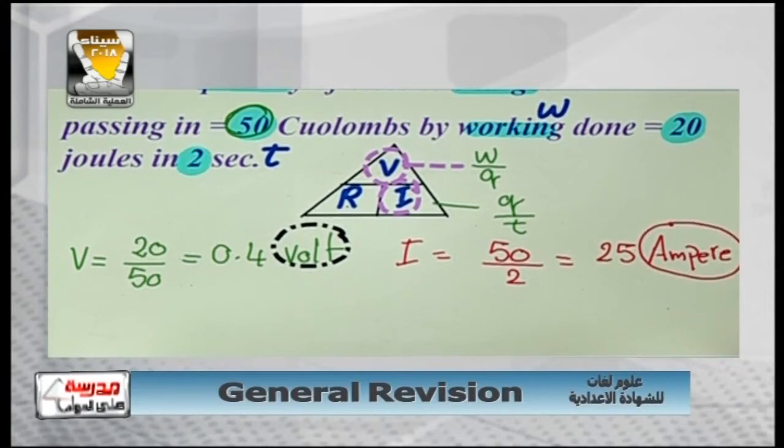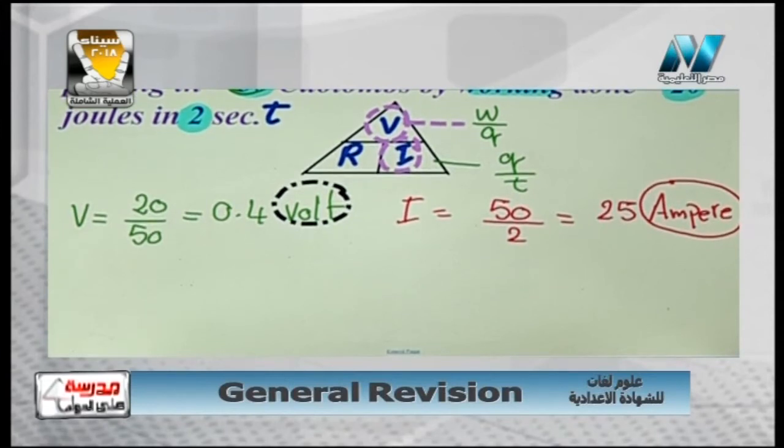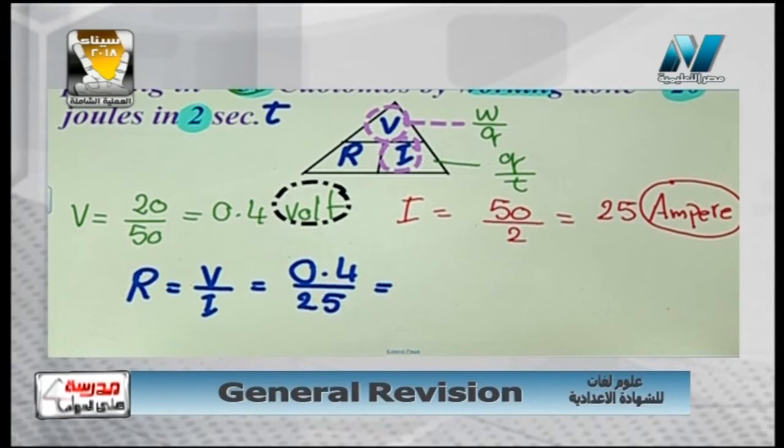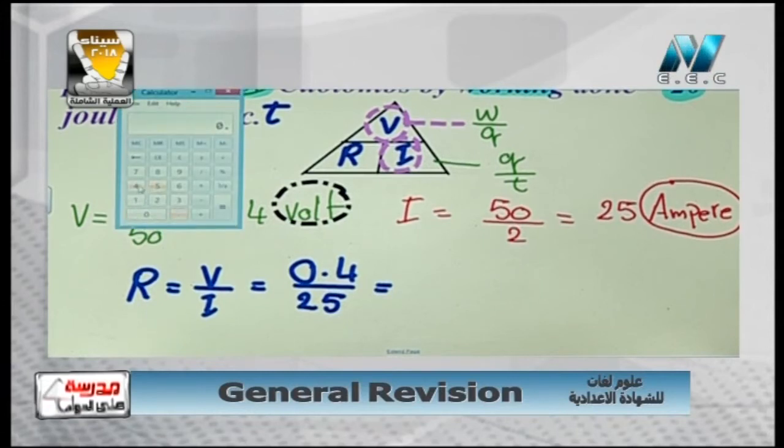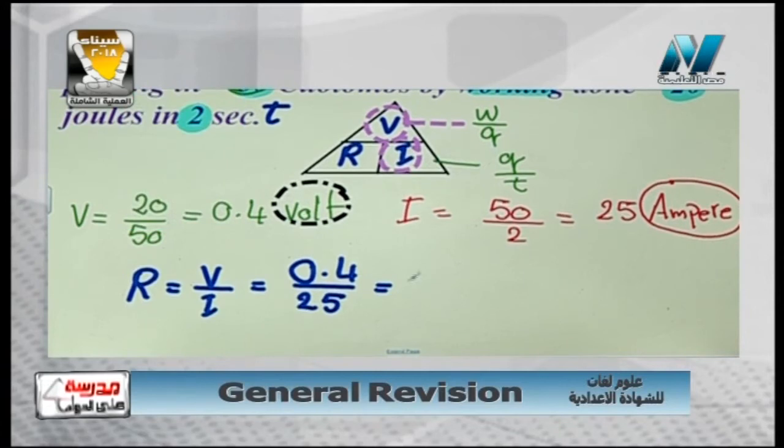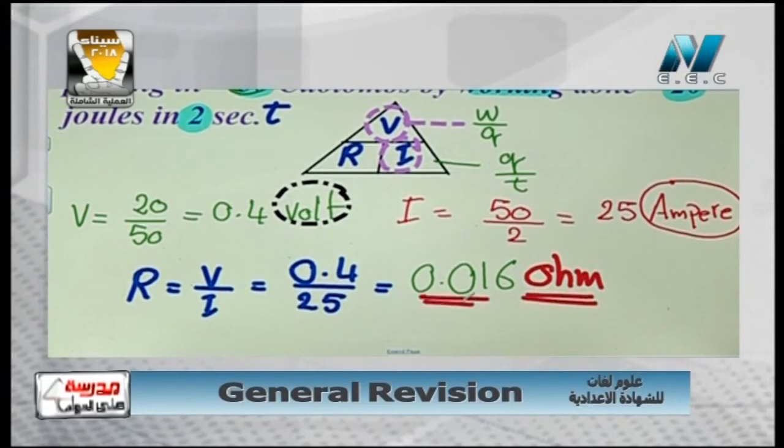Now it's easy to calculate R, because we know R equals V over I, as we have 0.4 over 25. Equals what? By using the calculator, 0.4 over 25 equals 0.016. So I will write my answer: 0.016 ohm. Don't forget to write the measuring unit beside the value, as we see in this problem.